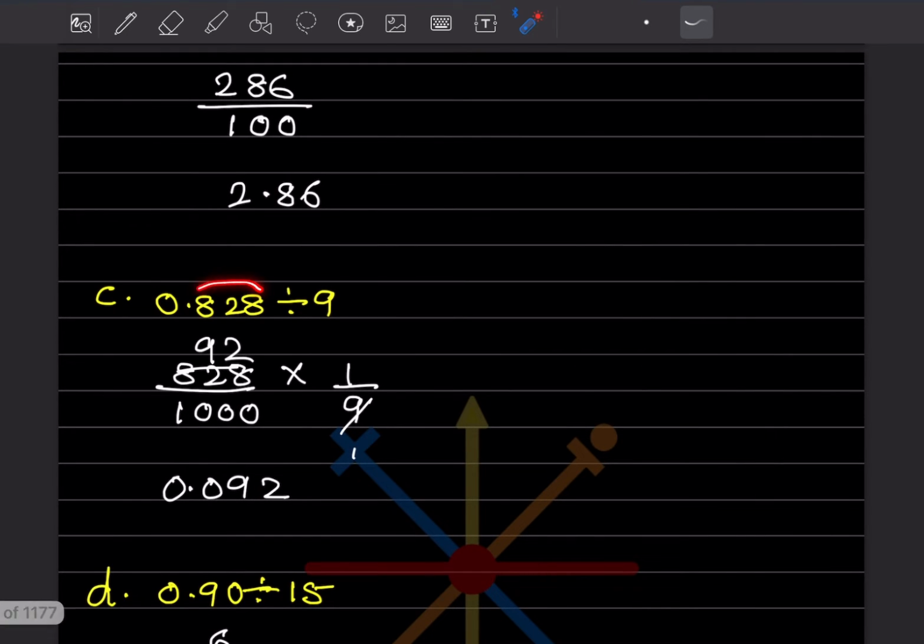Here will be 828, and we are going to divide it by 1000, and this is going to be multiplication. So this is going to be 1 by 9. So 9 ones are 9, 9 eights are 72. So 92 divided by 1000. So you'll write here 92, then 1, 2, 3 means you'll go backwards 1, 2, 3 and put the point over here.